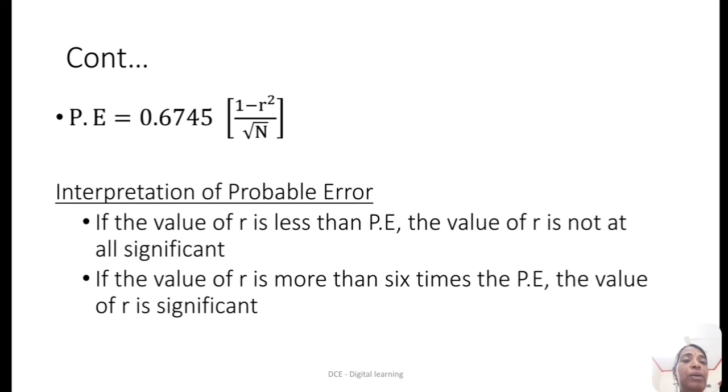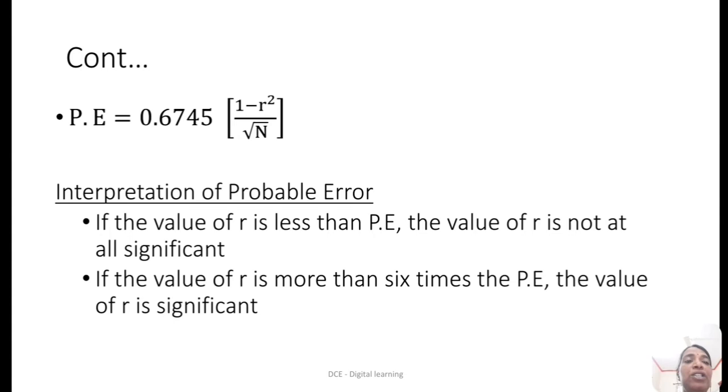Probable error is given by the formula PE is equal to 0.6745 into (1 minus R square) divided by root of n. So what we need is R. First we should calculate the correlation coefficient, and then the number of pairs of observations.